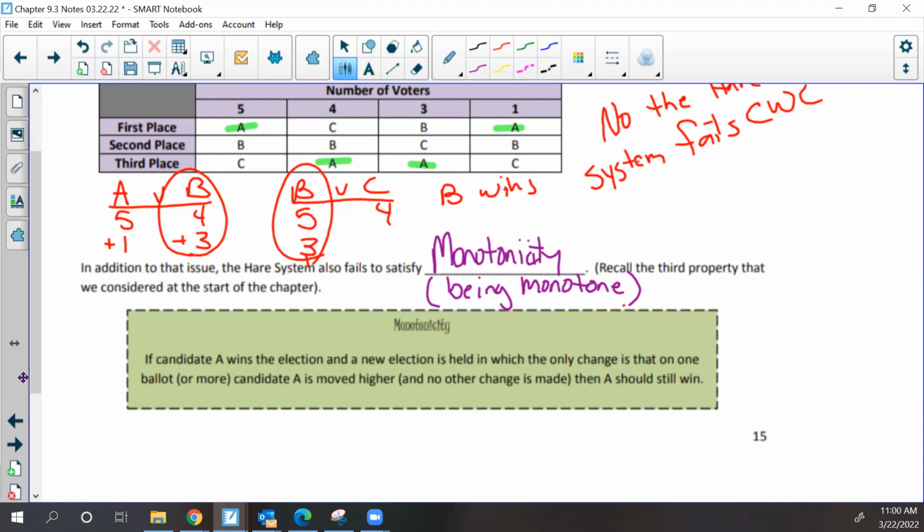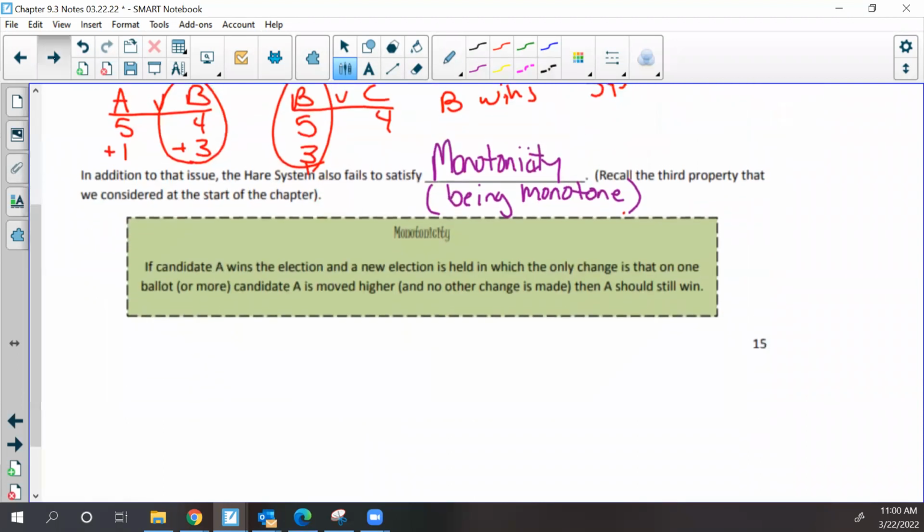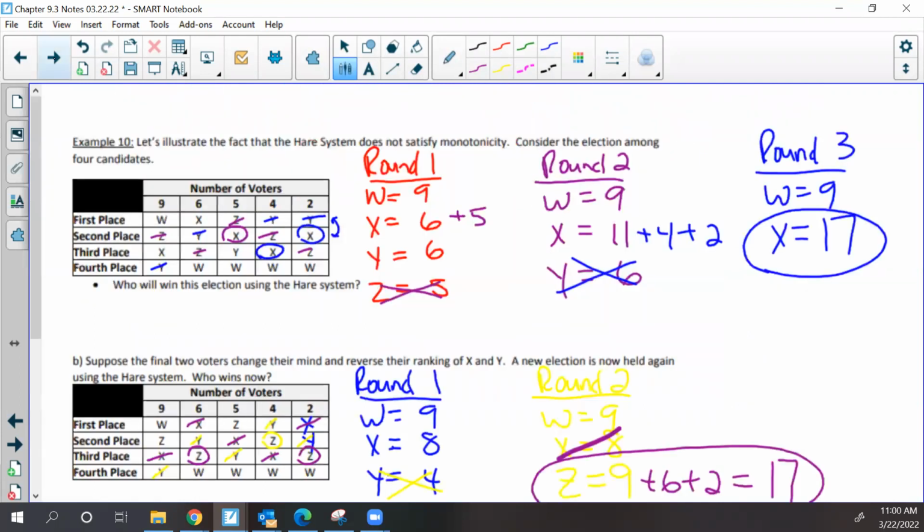All right, let's look at a couple examples. We'll do this with four candidates. It gets real interesting when you start putting more candidates in this Hare system. Again, it's just a process, just a procedure.